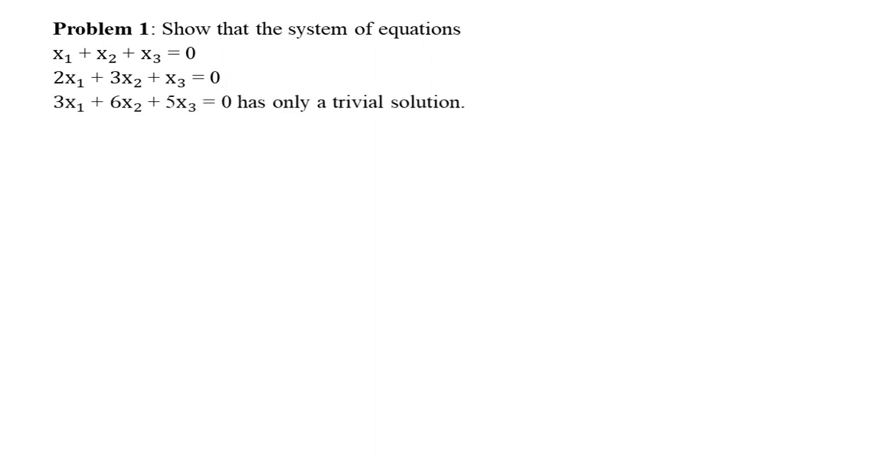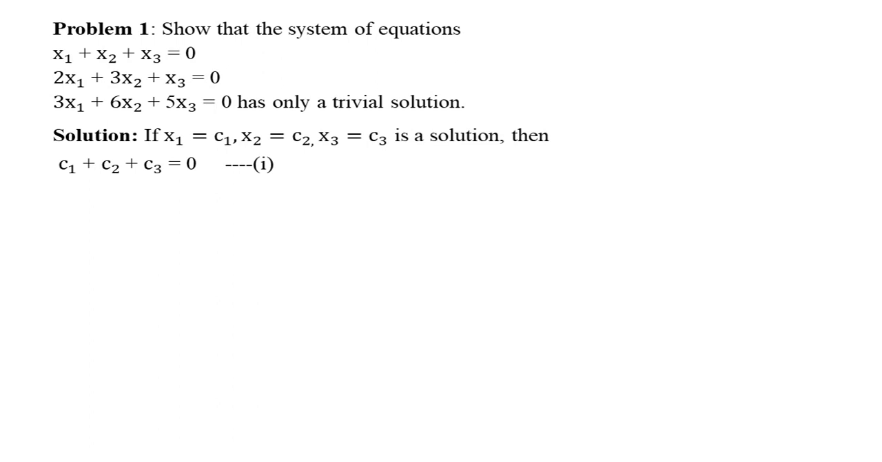Students, here is a problem: show that the system of equations x1 plus x2 plus x3 equal to 0, 2x1 plus 3x2 plus x3 equal to 0, 3x1 plus 6x2 plus 5x3 equal to 0 has only a trivial solution. If x1 equal to c1, x2 equal to c2, x3 equal to c3 is a solution, then we put these values in the given system of equations. Then we get three new equations.